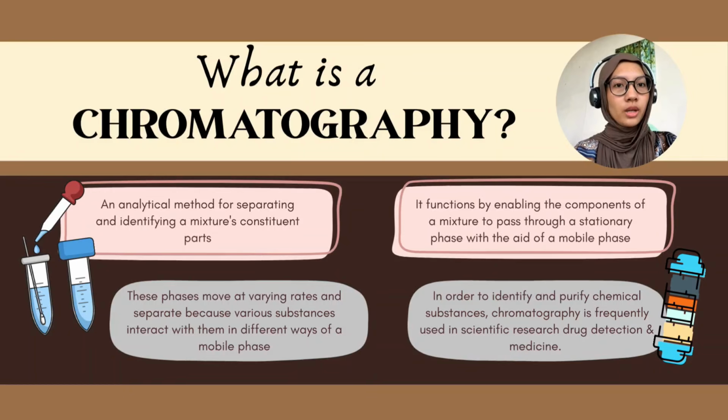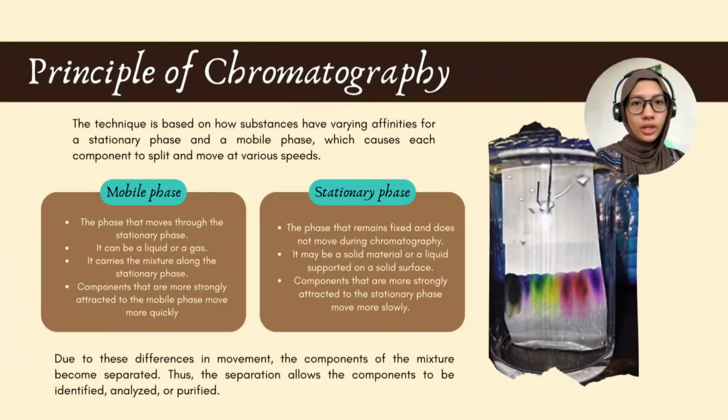In order to identify and purify chemical substances, chromatography is frequently used in scientific research, drug detection, and medicine. The second one is the principle of chromatography. The technique is based on how substances have varying affinity for a stationary phase and a mobile phase, which then causes each component to split and move at various speeds.